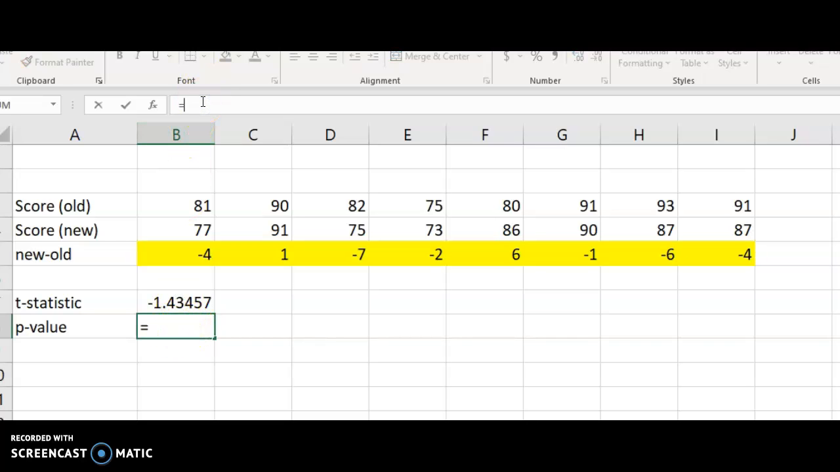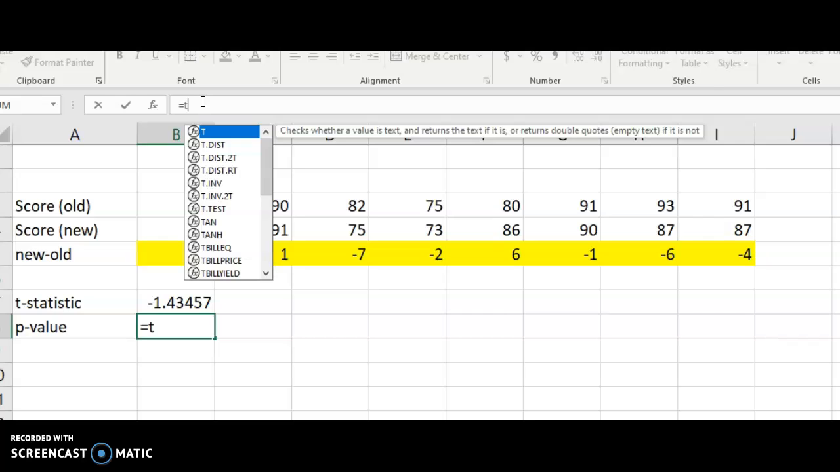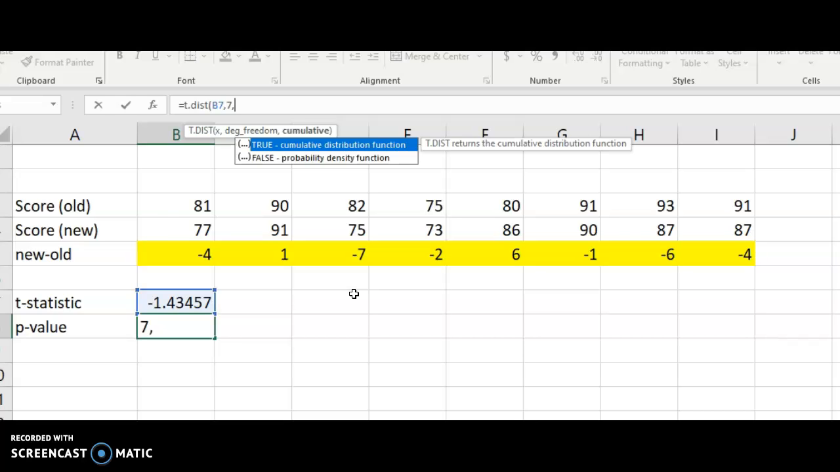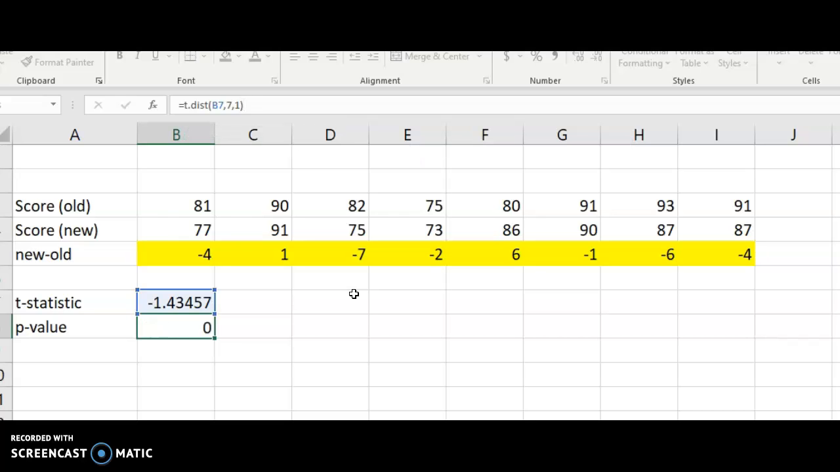All right, and here we do the t.test distribution, and it asks first for our x, which is just our t-statistic, and then degrees of freedom. So in a paired differences test, you're going to take the number of pairs minus 1. So we have 8 minus 1 gives us 7 degrees of freedom. And then the cumulative distribution function, we say yes, we want everything to the left, and that gives us our p-value of 0.10972.